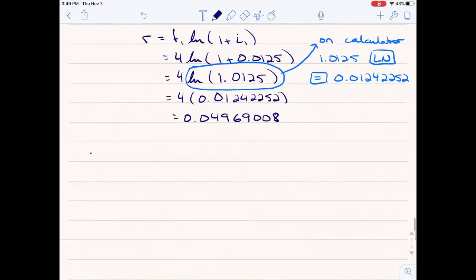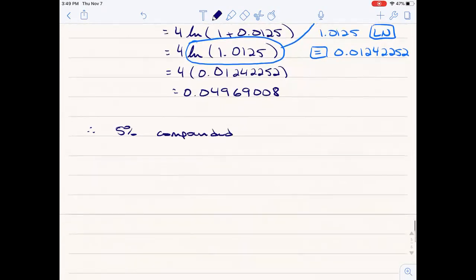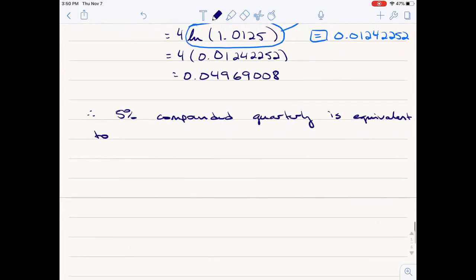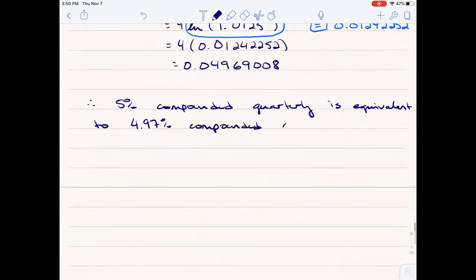So therefore, 5% compounded continuously, or sorry, compounded quarterly, mix those up, quarterly is equivalent to 4.97%. That's compounded continuously.